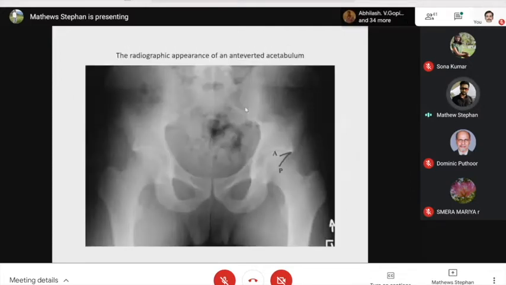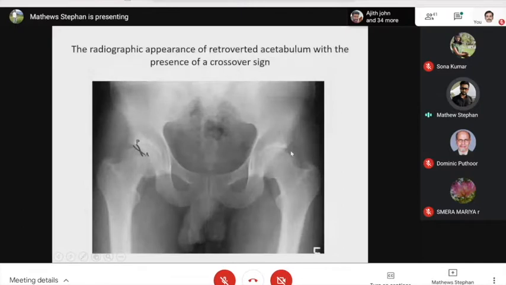So here in the image we can see the radiographic appearance of the anteverted acetabulum, in which lines A and P do not cross over when they reach the lateral sourcil. But in the retroverted acetabulum, there is a figure-of-8 appearance, or the crossover sign, where A and P have crossed over before reaching the lateral sourcil, and the radiographic appearance of the retroverted acetabulum is the crossover sign.